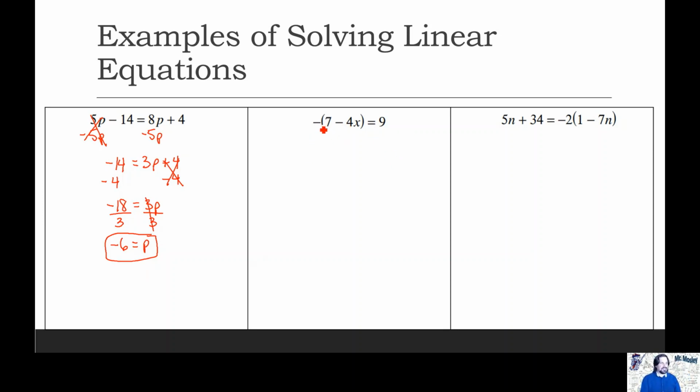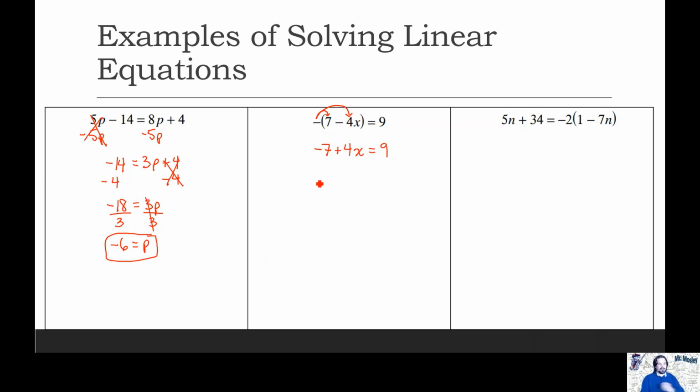Our next one here, we have negative, and then in parentheses 7 minus 4x equals 9. So first I want to simplify, which means I need to distribute this negative to what's in the parentheses. Right, so we have negative 1 times 7 and negative 1 times negative 4x. I end up with negative 7 plus 4x equals 9. I didn't do anything to the right-hand side, so the right-hand side doesn't change.